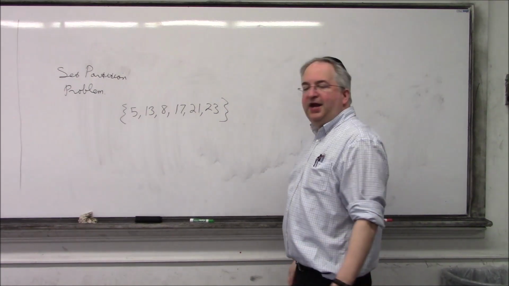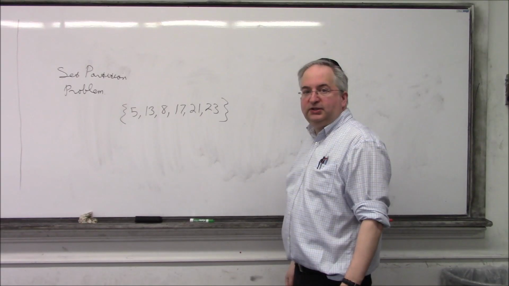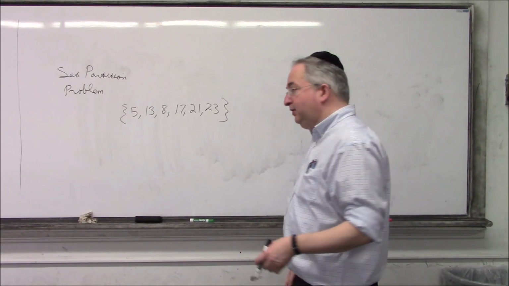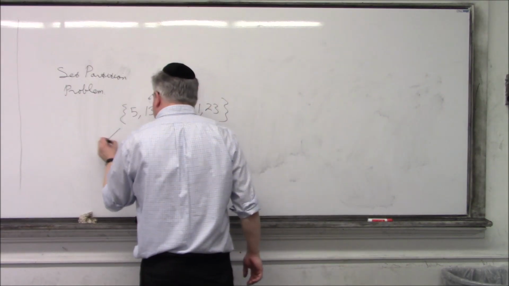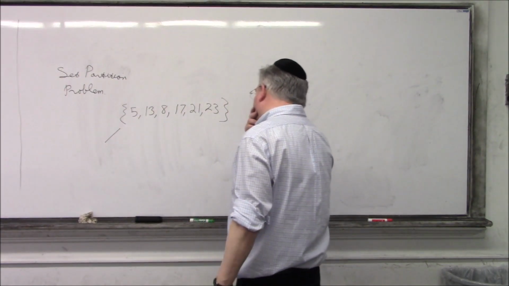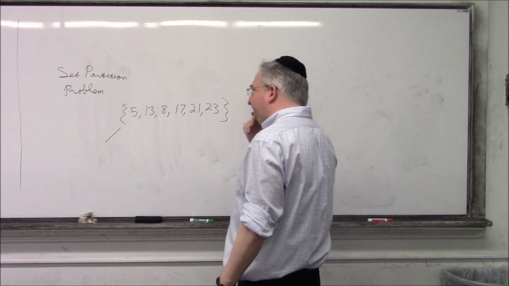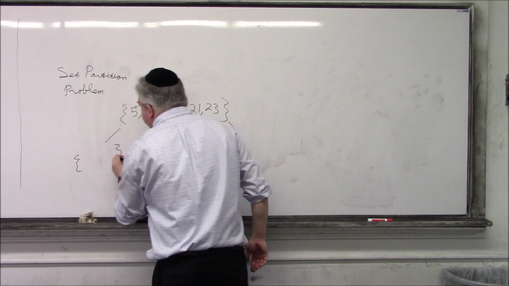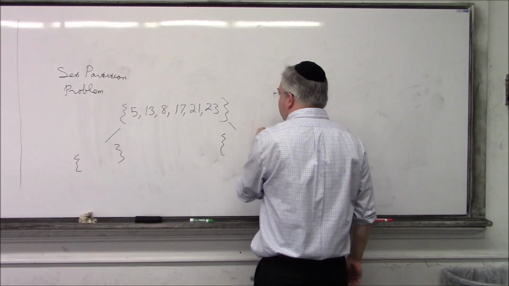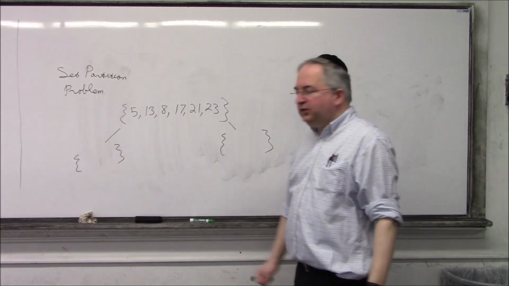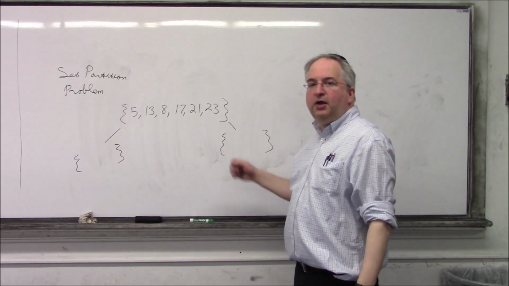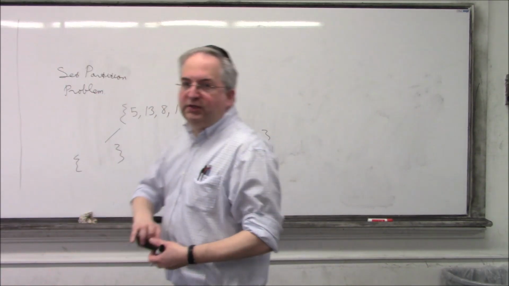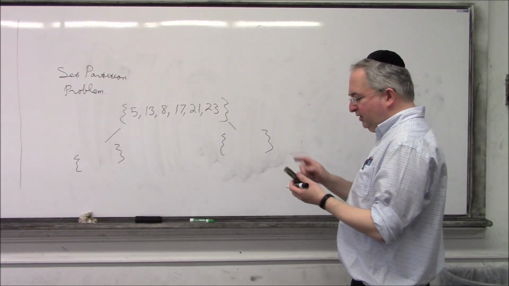Okay. Can I split these numbers into two sets such that when I add them all up, I get the same thing? Now let's just go through this. You can try to do it yourself. Again, I want to put some numbers in here and some numbers in there, such that when I add them all up, I'll get the same thing. Now, the answer is, for this set, the answer is no.